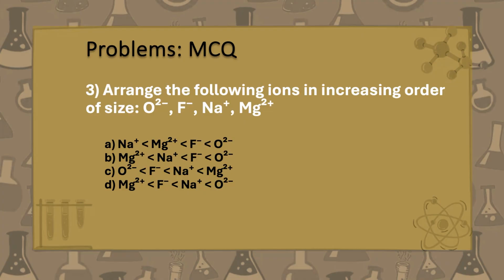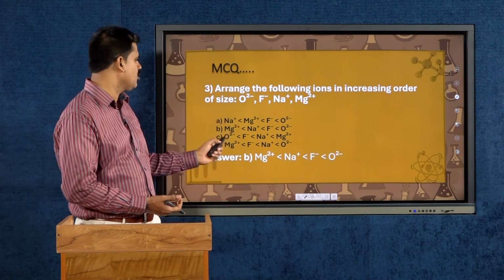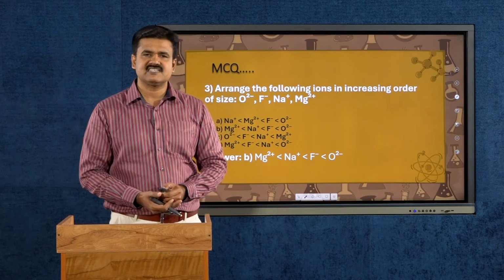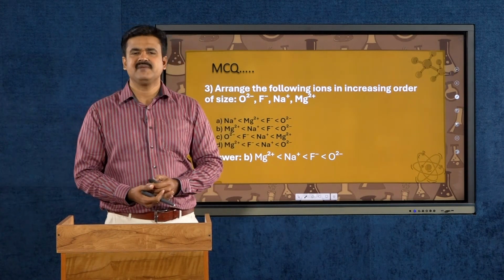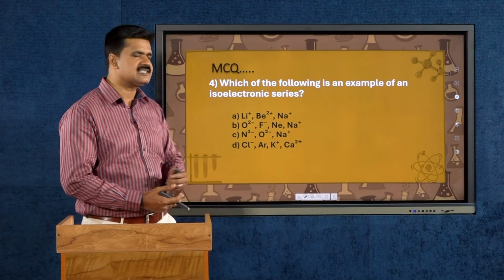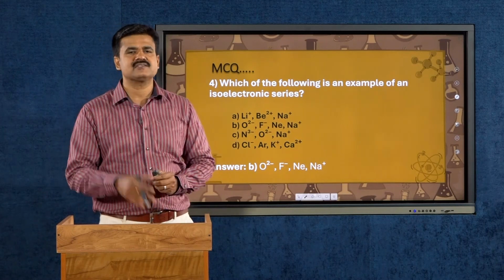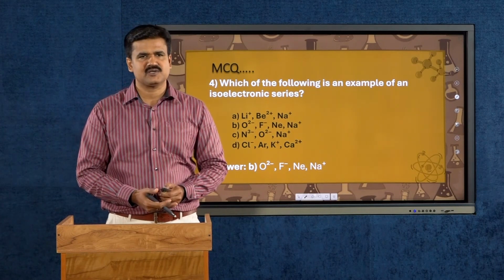This is another one. Arrange the following ions in the increasing order of size. Again, some isoelectronic species: O2-, F-, Na+ and Mg2+. And these are the options. On careful analysis, it is very clear that your answer is option B. Mg2+ is least in size and O2- is the bigger sized anion. Which of the following is an example of an isoelectronic species? On careful analysis, we arrive at the final answer as option B: O2-, F-, Ne and Na+, all having 10 electrons and belonging to isoelectronic species.